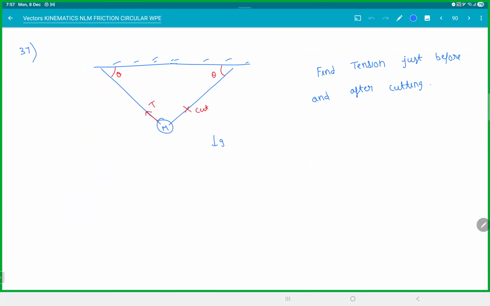This is another good one. This is really a good one. So we have a ball there, which is at rest. Two strings are there, theta, theta. Find the tension in this left string just before and just after cutting the string. Initially at rest, find the tension. You just cut the string on the right side. What is the tension in the left side? They did something like this before. Find the ratio of tension before and after cutting. This is another very good model.